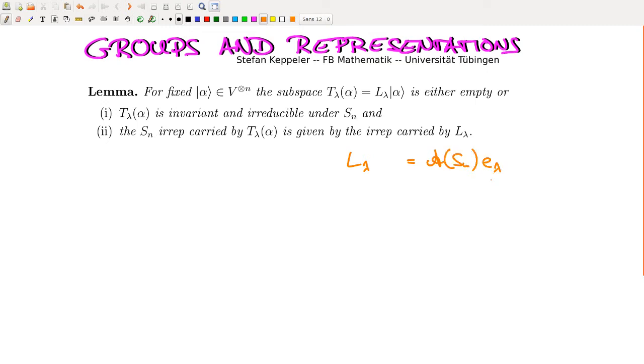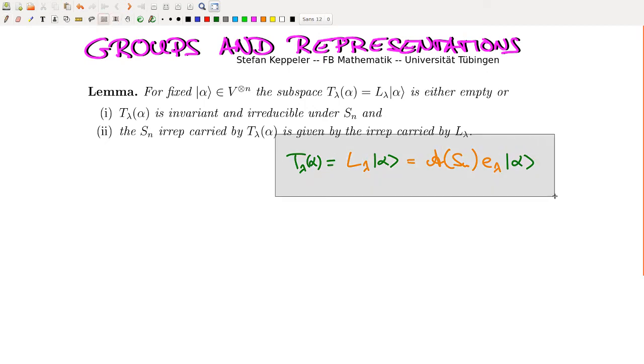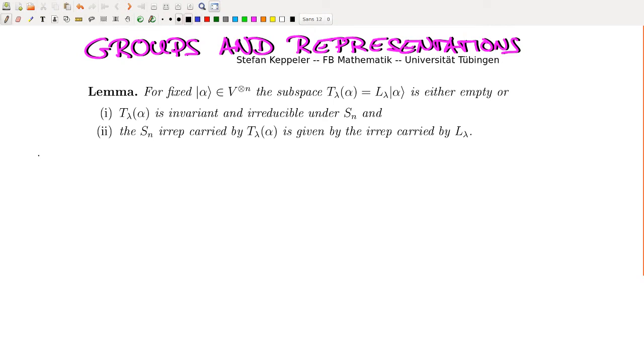a Young operator. Now we can apply this to some vector in V tensor n because we have this representation of Sn and of the whole group algebra, so we can take any element here from L lambda and apply it to alpha, and this is this subspace T lambda alpha, which we want to study now. Okay, first let's show that it's invariant, this subspace.